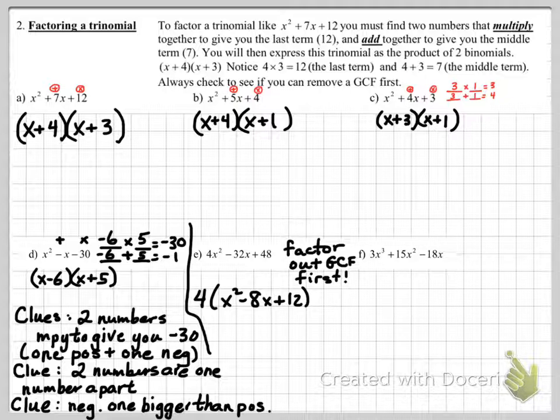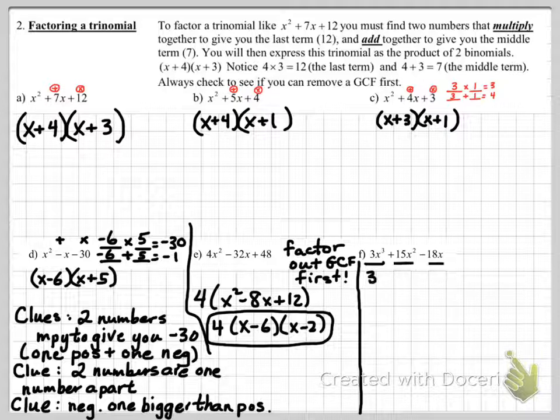Now you're going to look at just the x squared minus 8x plus 12 and ask, are there two numbers that I can find that multiply together to give me positive 12 and yet add up to negative 8? Well, hopefully you can see that they're going to have to be two negative numbers. Therefore, when we write this as the product of two binomials, I hope you can see that one's going to be minus 6 and one's going to be minus 2.